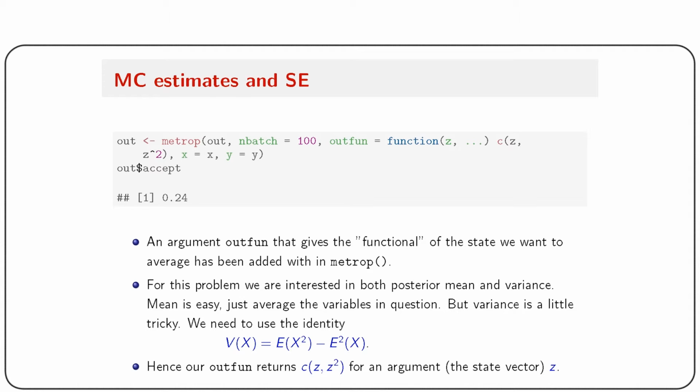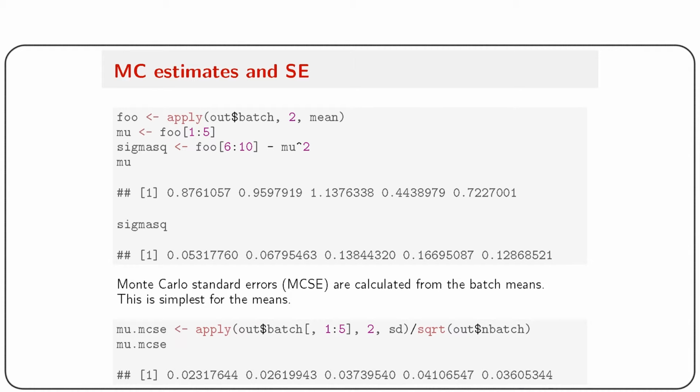Posterior mean and variance. The mean is easy, just average the variables in the equation, but the variance is a little tricky. We need to use the identity: variance of x equals the expectation of x square minus the square of the expectation of x. Hence, our out function returns z square from an argument z. So if you just run this, and let's say foo equals apply out batch to mean, that means column-wise calculating the mean, that will give you the mean of mean, that is the estimate of all the parameters is mean.